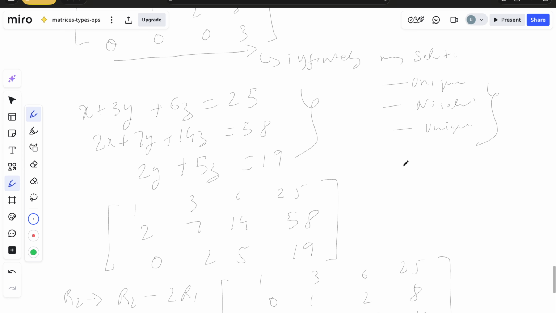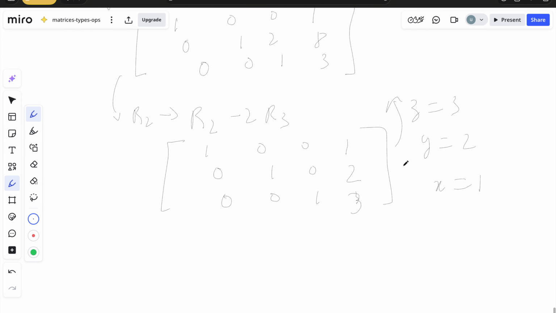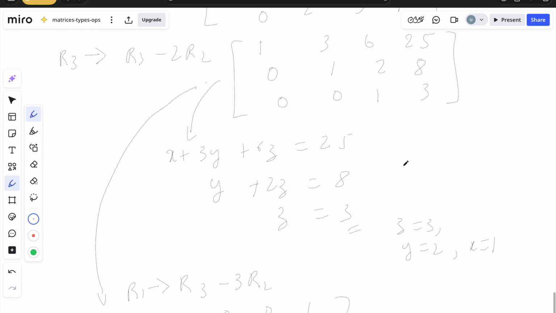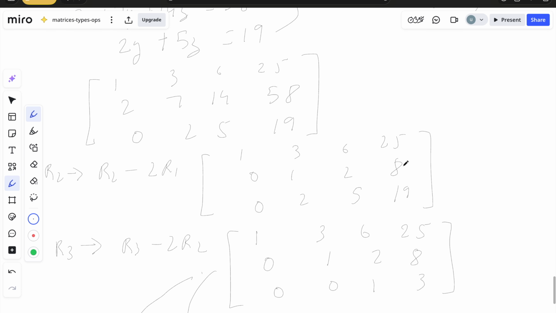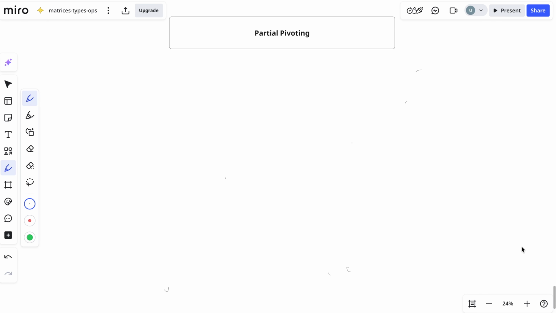So with this, we come to the end of the Gauss elimination method, and we have shown a couple of examples: one which has an inconsistent solution and one which has a unique solution. We will now go in depth into the code examples. Before we dive into the code examples, I would like to talk about partial pivoting.